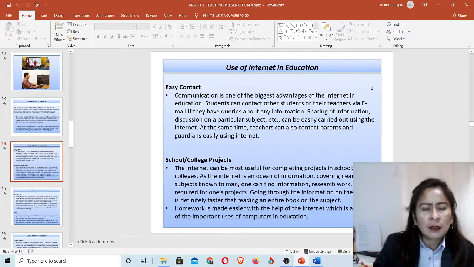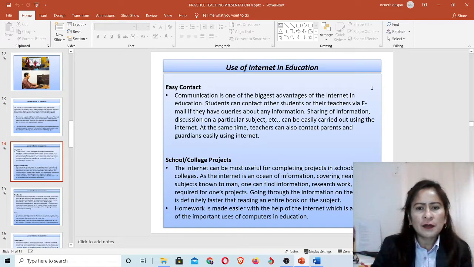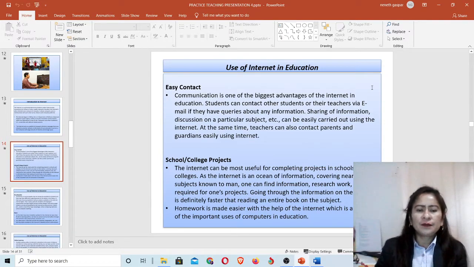Communication is one of the biggest advantages of the Internet in education. Students can contact other students or their teachers via email if they have queries about any information. Sharing of information and discussion on a particular subject can be easily carried out using the Internet. At the same time, teachers can also contact parents and guardians easily using the Internet.